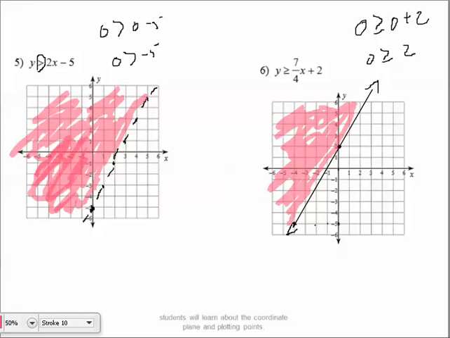Okay? See the difference between these two? This one over here has that pointer, thank you. This one has the dashed line. You knew that it was a strict inequality, a greater than. This one has the greater than or equal to sign, solid line. That's the difference between them. That's how you can tell them apart.